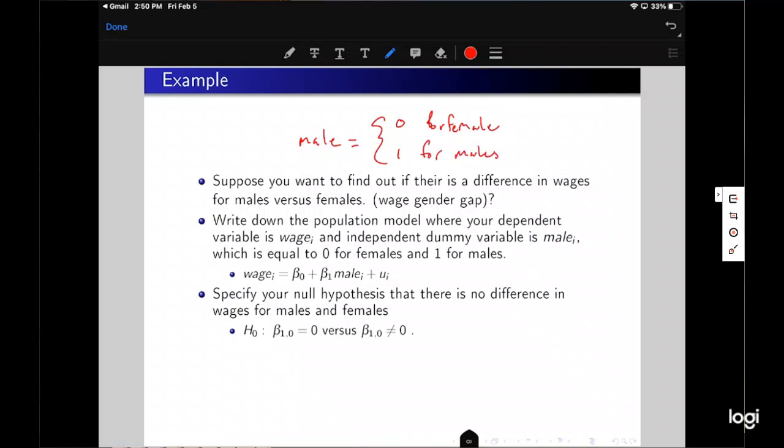So here's our population regression line. We want to specify our null hypothesis that there is no difference in wages for males and females. The difference in wages for males and females is given by this coefficient here, the parameter beta 1. So our null hypothesis is that beta 1 is equal to 0 versus an alternative that beta 1 is not equal to 0.